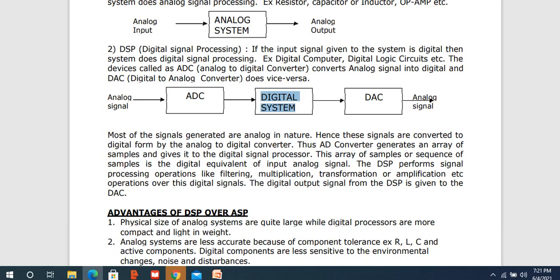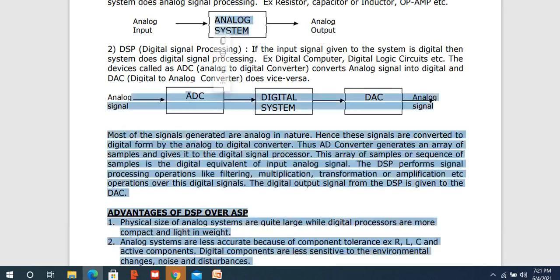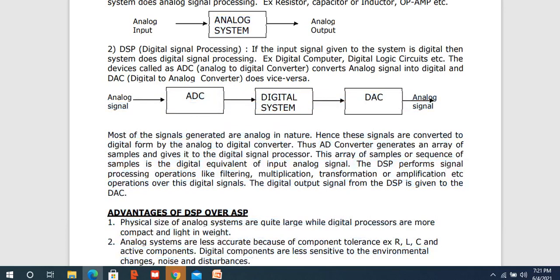So what are we using? We are using the A to D converter. What does A stand for? Analog to digital converter. So here I'm using analog in nature and digital in nature. The A to D converter takes the analog input, converts it into digital form, and it is passed to the digital system.